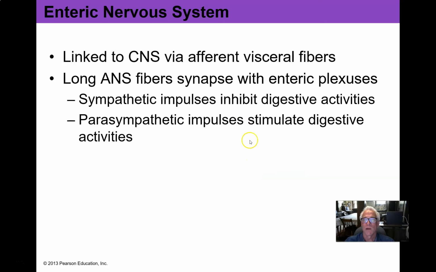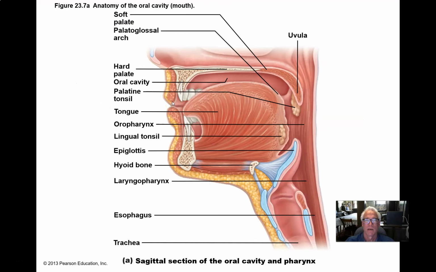So, as we said in a schematic diagram slide just a little bit ago, the enteric plexi are impacted by the sympathetic and parasympathetic nervous system, long reflexes that involve the central nervous system. The parasympathetic nervous system stimulates digestive processes, secretions, and motility, mixing, and so forth. Sympathetic nervous system output inhibits those processes.